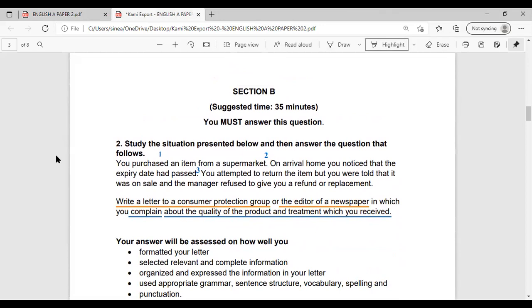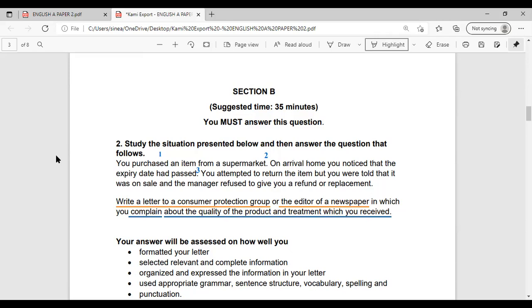So the first thing I would do when I'm looking at a question like this is see what they are asking me. What is the relevant information? The relevant information here is that you purchase an item from a supermarket. So your complaint is based on a purchase from a supermarket, not a variety store, not Courts, but a supermarket, which is key, right?